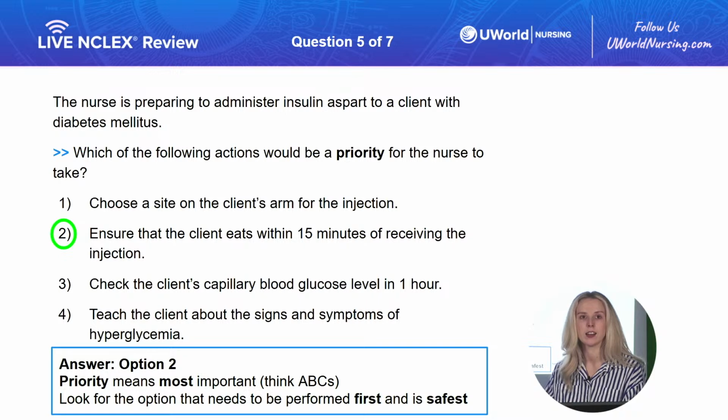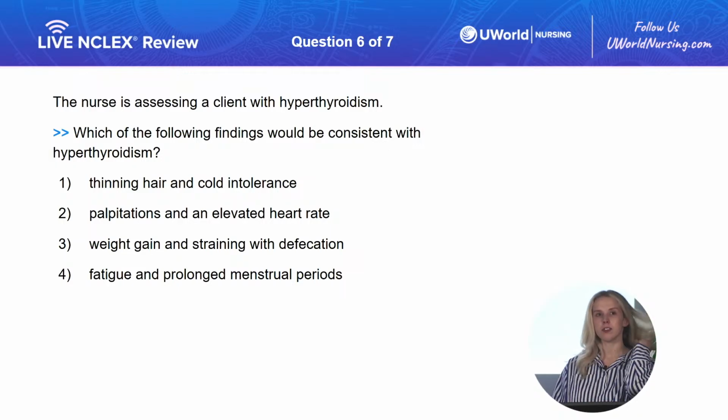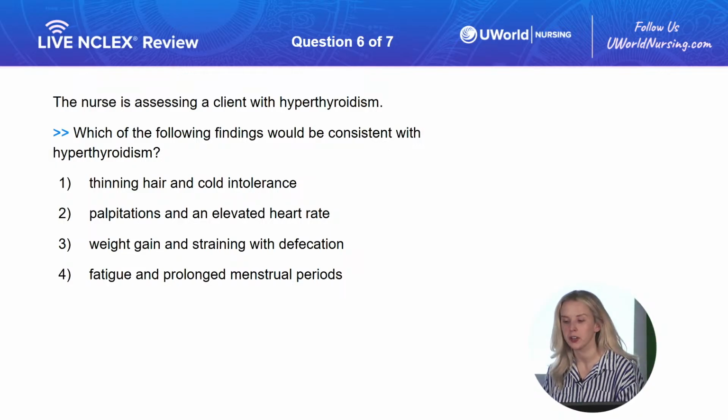All righty. Question number 6. Y'all are doing great today. So here the nurse is assessing a client with hyperthyroidism. So we're finally out of our diabetes questions. Which of the following findings would be consistent with hyperthyroidism? Is it 1, thinning hair and cold intolerance, 2, palpitations and an elevated heart rate, 3, weight gain and straining with defecation, or 4, fatigue and prolonged menstrual periods?